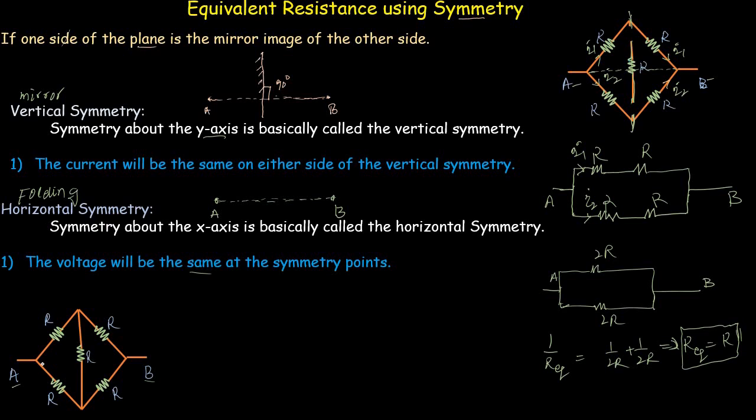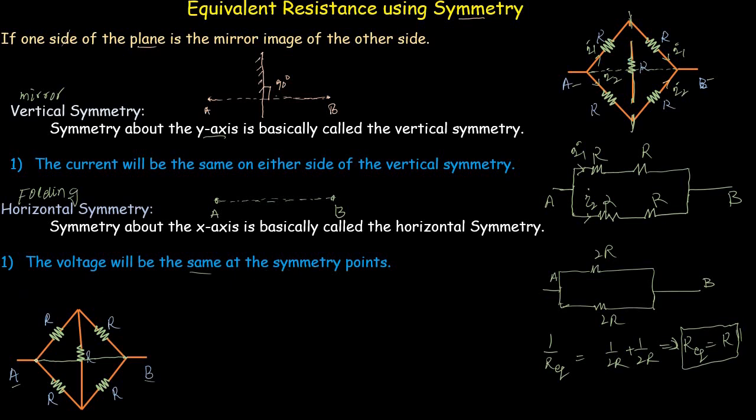First of all, we need to draw a horizontal line between point A and point B. Now if you analyze this network, you will see that the lower side is the mirror image of the upper side, because the number of resistors at the lower side equals the number of resistors at the upper side. At both of these sides, the resistors are connected at the same points, and the resistance values of these resistors are also the same. So by using this, the voltage will be the same at the symmetry points.